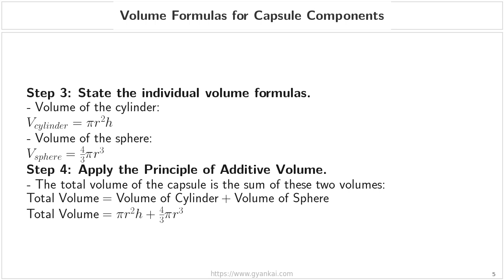Since volume is additive and doesn't change when the shapes are joined, the total volume of the capsule is simply the sum of these two volumes. Mathematically, we express this as total volume equals the volume of the cylinder plus the volume of the sphere. When we substitute our formulas into this equation, we get our final working expression. Total volume equals pi times the radius squared times the height plus 4/3 times pi times the radius cubed.